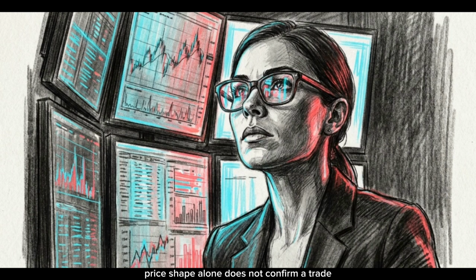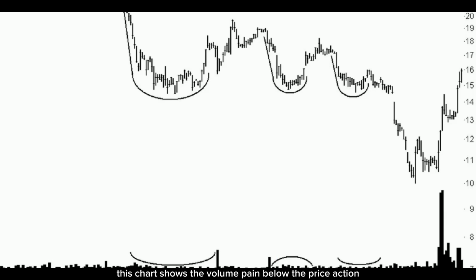Price shape alone does not confirm a trade. We have to validate the market's conviction by analyzing the underlying volume. This chart shows the volume pane below the price action. Notice the overarching dome-shaped trend forming in the volume bars. This specific dome profile appears in roughly 70% of valid descending scallops.